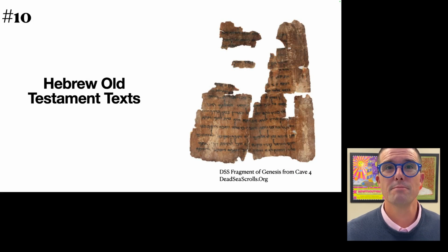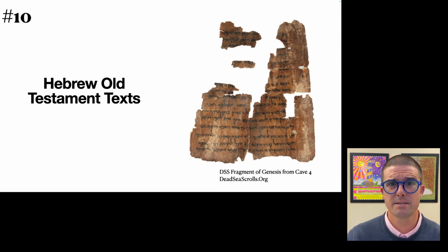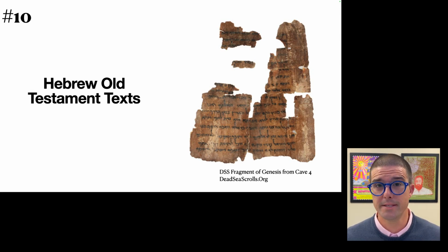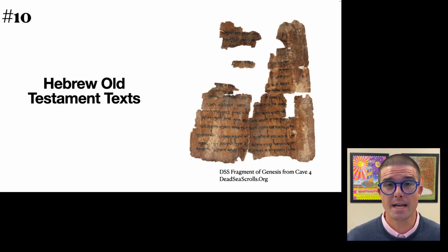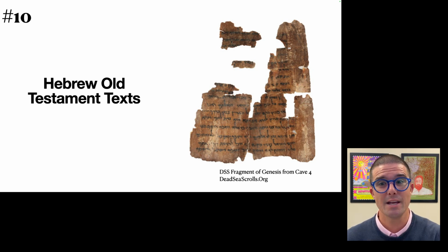We begin with number 10, Hebrew Bible or Old Testament text. And it's important to note the plural on the texts here. There was never a time when the Hebrew Bible was one single entity. It was not written from beginning to end in one sitting. So it's always been multiple.